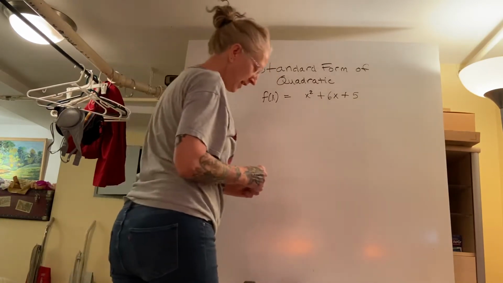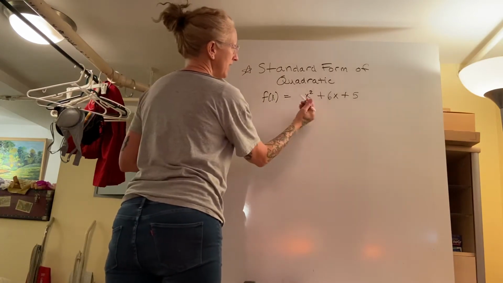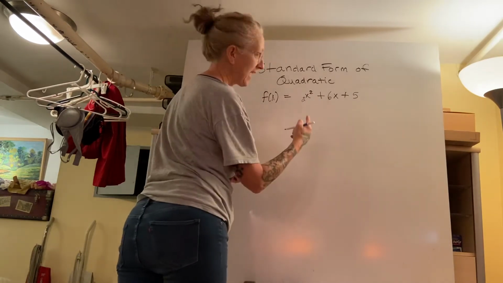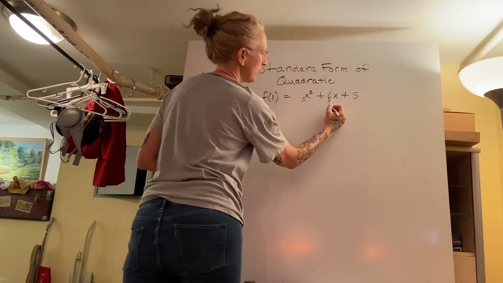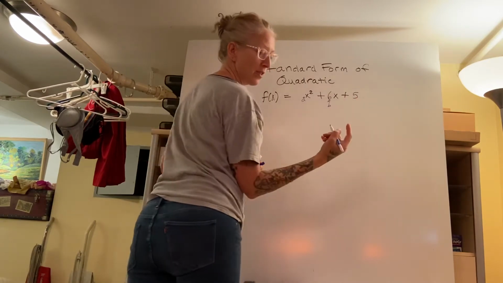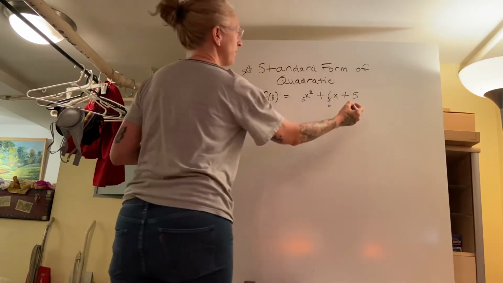But first, I just wanted to let you know that when we're in standard form, this is our A, right? The coefficient in front of x squared is the A term. The coefficient in front of the x term is B. And the coefficient, the number without a variable, just the constant, is your C term, right?